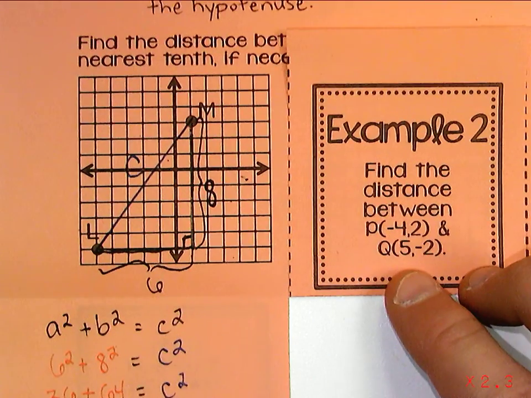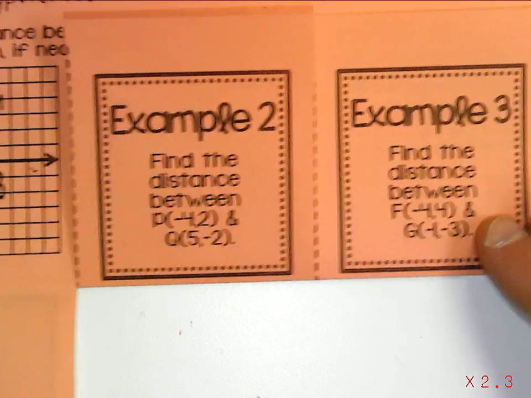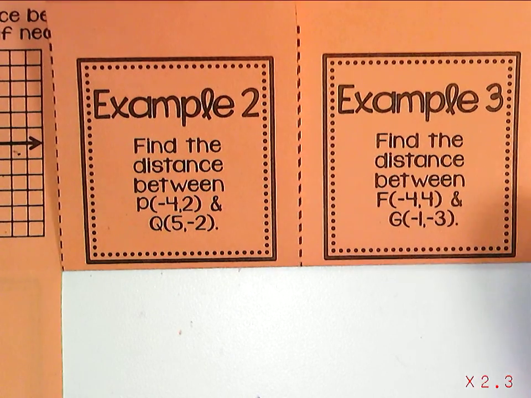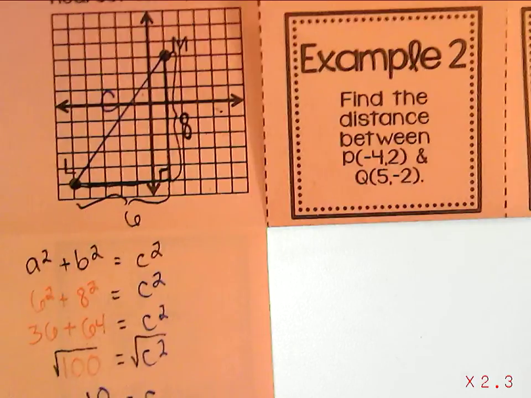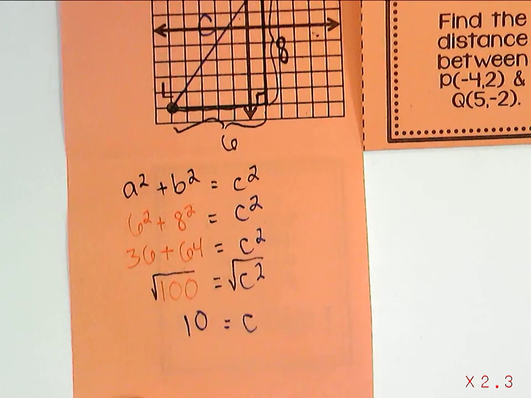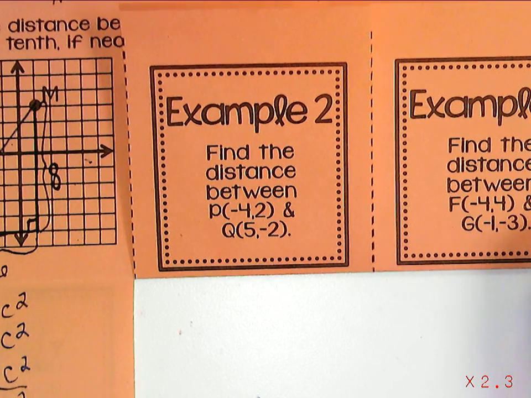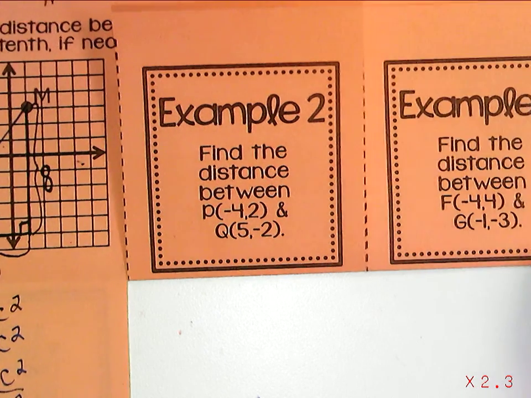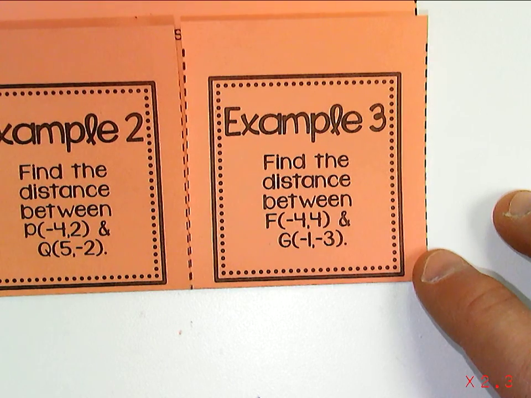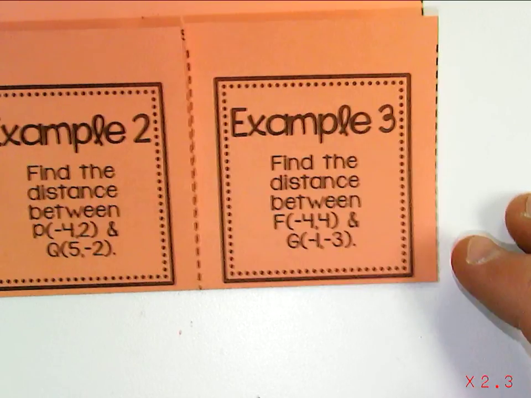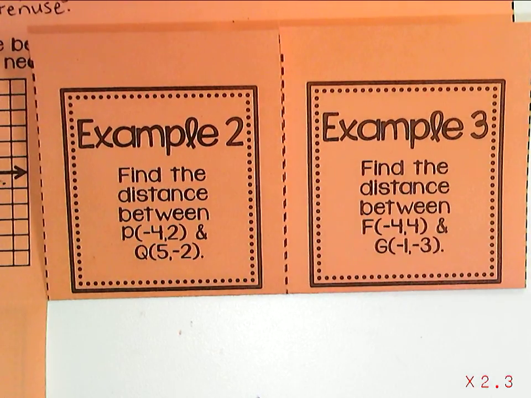What I would like you to do now is work through example 2 and 3 on your own, and you'll be applying the exact same strategy to both of those. So example 2 says find the distance between the point P, -4, 2, and Q, 5, -2. And example 3, find the distance between F, -4, 4, and G, -1, -3. Pause the video, try those, and come back to check your answers.